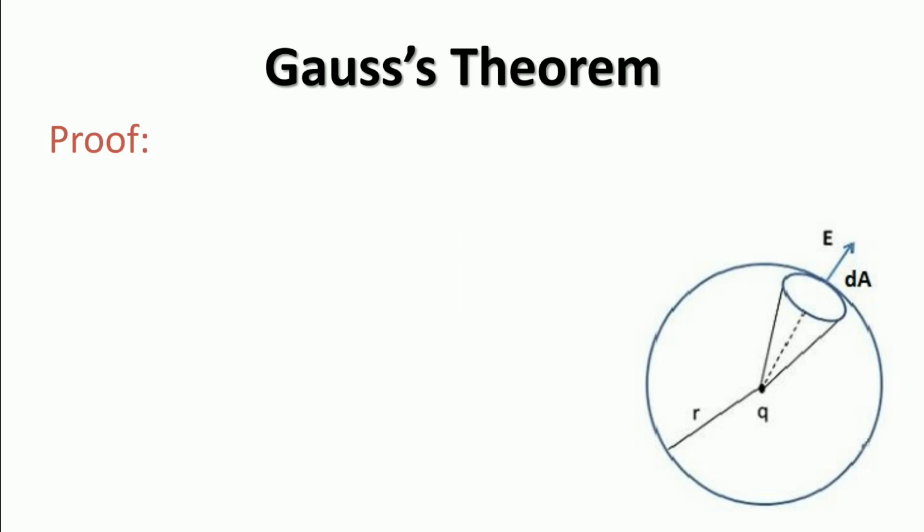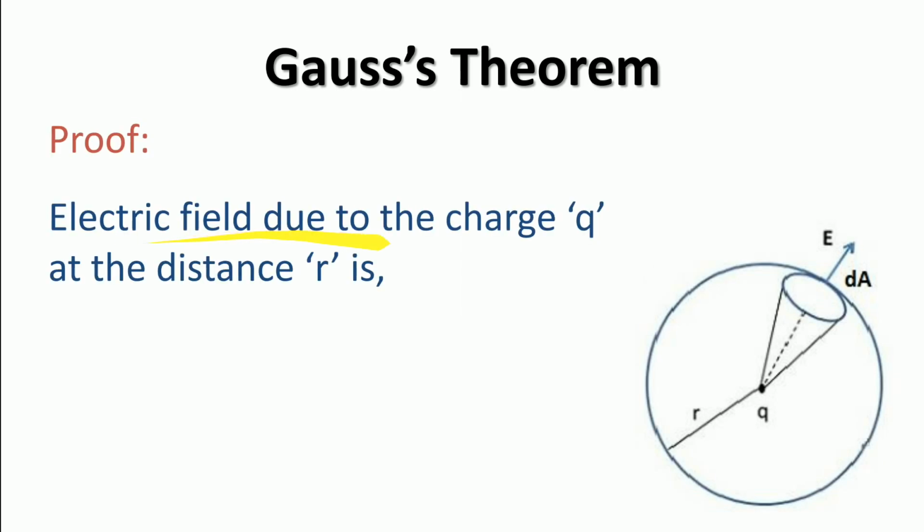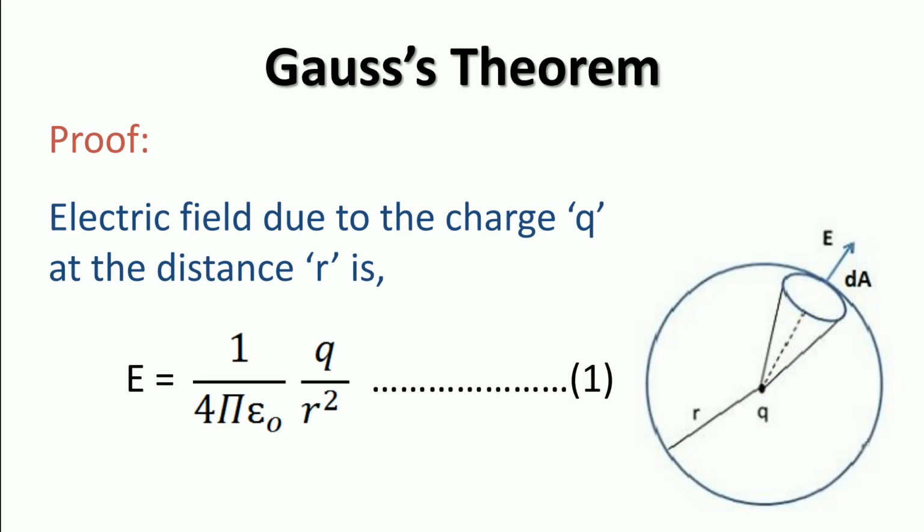So watch here. The electric field due to the charge Q at the distance R. Due to this charge Q, we will find out the electric field here, which is at a distance R. So this will be E is equal to 1 upon 4 pi epsilon naught Q upon r square, as we have discussed in case of the electric field due to a point charge.